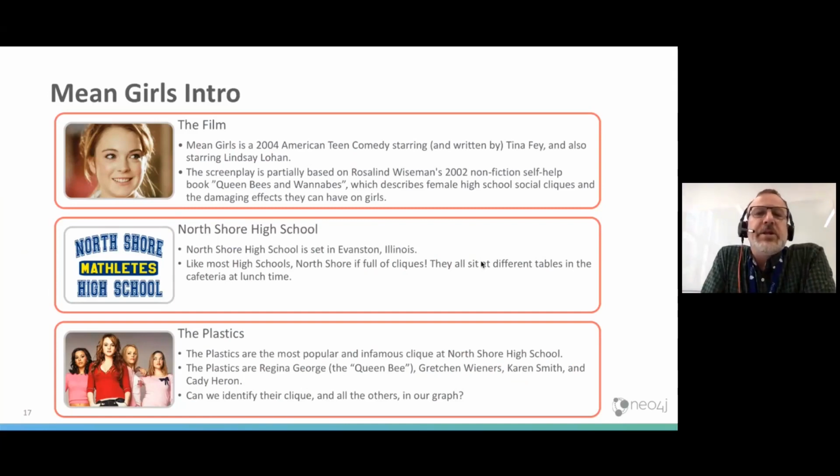The screenplay is based on a nonfiction book called Queen Bees and Wannabes, which talks about social cliques in high school and the damaging effects they can have on girls in high school. It's set in North Shore High School, which is in Illinois. And again, it's full of cliques. And the thing with these cliques is they all sit at different tables in the cafeteria at lunchtime. The most popular clique are the Plastics, much like the Heathers. Probably not terribly nice people, but very.